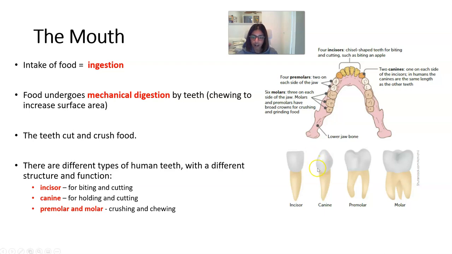Canines are slightly more pointed. In other animals we know that these are quite sharpened and elongated, but because we are omnivores, ours are much reduced. But the canines themselves are for holding and cutting food, while the molars and the premolars have this ridged surface on them to help crush, grind and chew food.